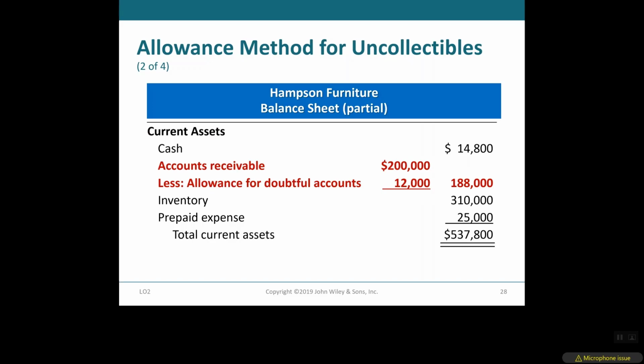Okay, how is it going to show on the balance sheet? We have the $200, which is the accounts receivable, and then we have our allowance for doubtful debt, which is 12,000. We deduct that, and that gives us a net realizable value of 188,000.